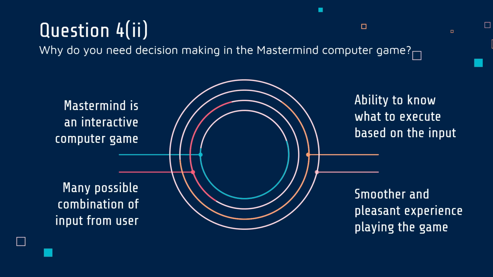So why is decision making necessary for the Mastermind computer game? Well, the Mastermind computer game is actually an interactive computer game which takes in input from the players. Therefore, there will be many combinations of answers which the players will give. Therefore, with decision making, the program will then know what to execute if a user enters a certain value. This will grant a smoother and more pleasant experience for the user.